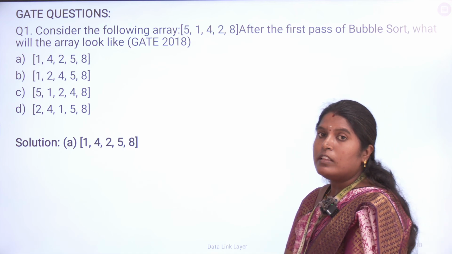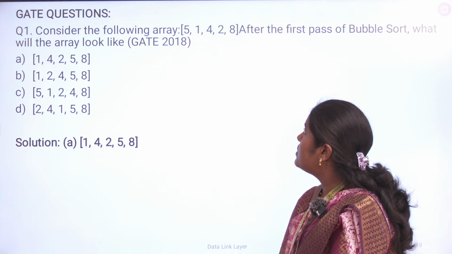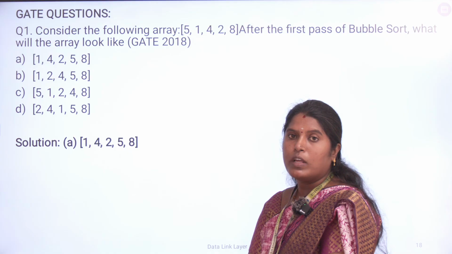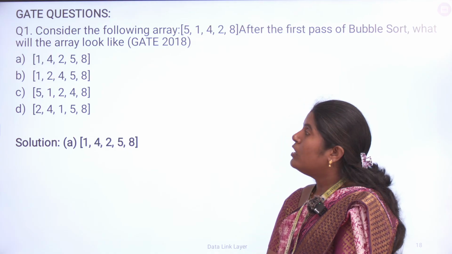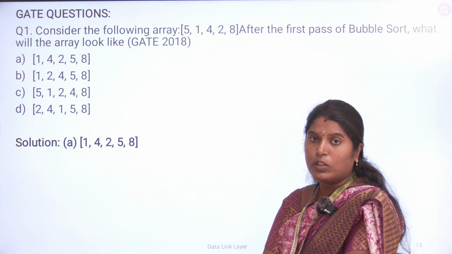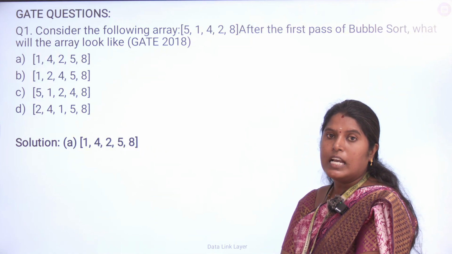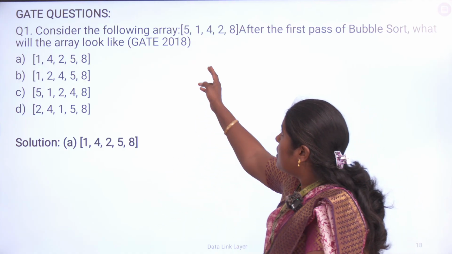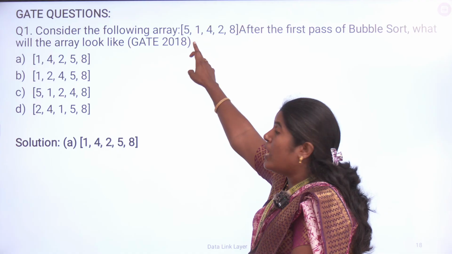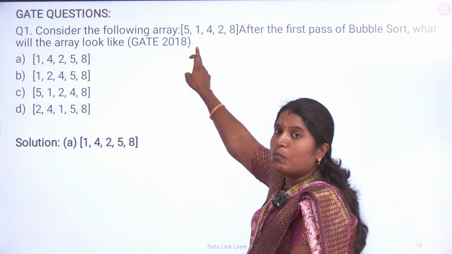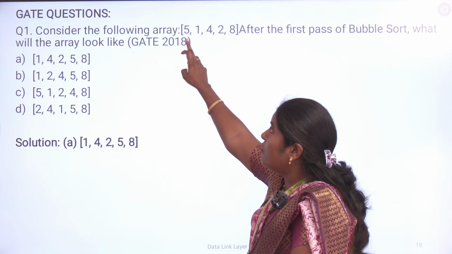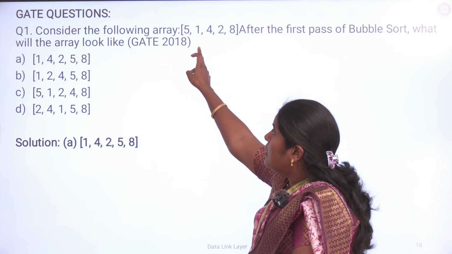Here they have given a list with some data items 5, 1, 4, 2, 8. They are asking us what the output will be after the first iteration. The solution is 1, 4, 2, 5, 8, because we already know that bubble sort works by comparing adjacent elements. Just compare 5 and 1. The first element is 5, the second element is 1. Just compare these two elements. 5 is greater than 1, so we will swap them. 1 will be moved to the first position, 5 will be moved to the second position. Next we will be comparing 5 and 4.